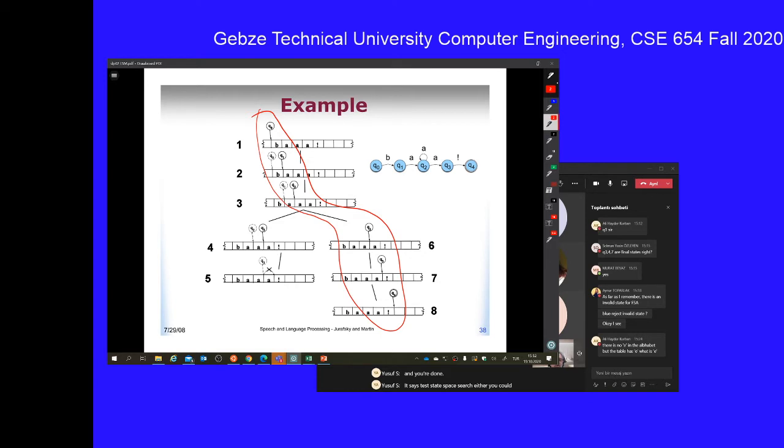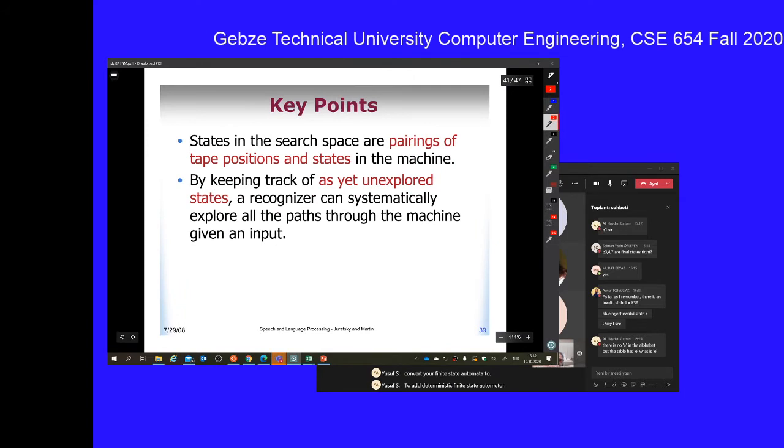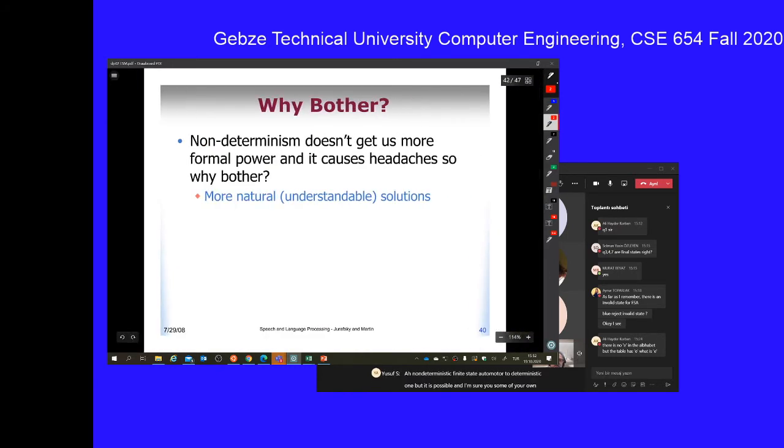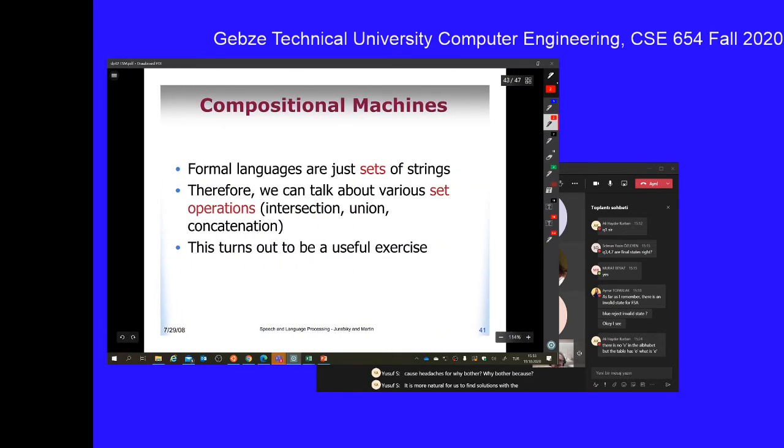Either you could do this kind of a search, or you can convert your finite state automata to a deterministic finite state automata. I'm not going to talk much about how to convert a non-deterministic finite state automaton to a deterministic one, but it is possible and I'm sure some of you already know this. Again, same question, why bother? Non-determinism doesn't get us more formal power and it causes headaches, so why bother? Because it is more natural for us to find solutions with non-deterministic finite state automata. And we are going to see that in a few minutes.